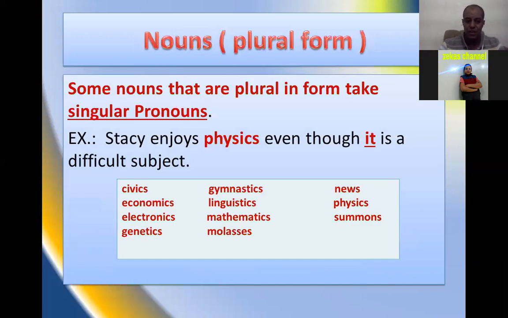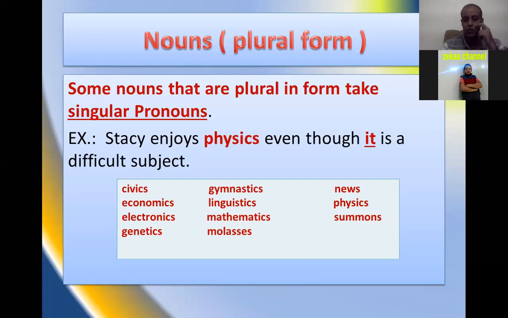Nouns in plural form. You have to remember that some nouns are plural in form, but they take singular pronouns. Most of these plural-form nouns refer to, for example, some diseases or some subjects, like civics, economics, electronics, genetics, gymnastics, linguistics, mathematics, glasses, news, physics, summons. All of them refer to something singular and they take singular pronouns, okay? Even if they are plural nouns in plural form.